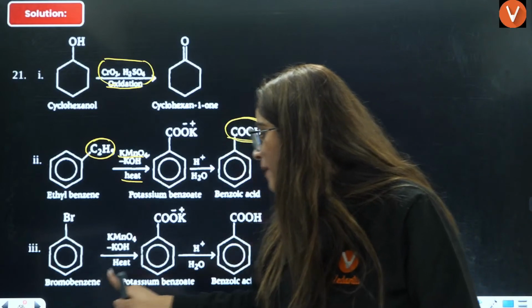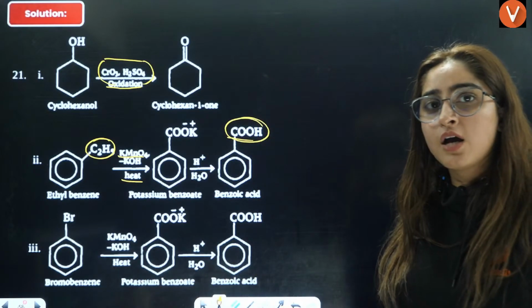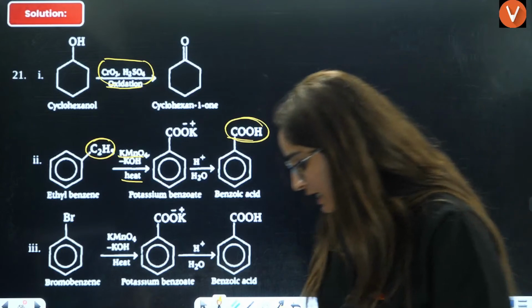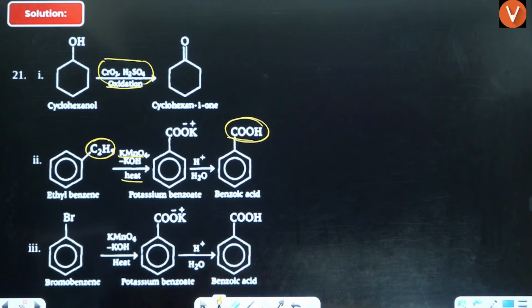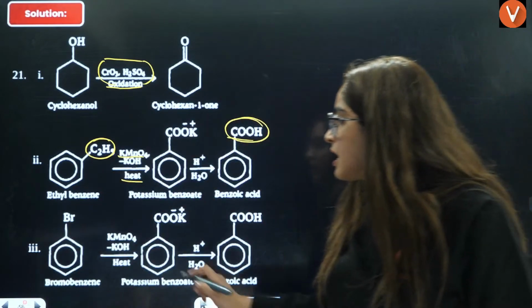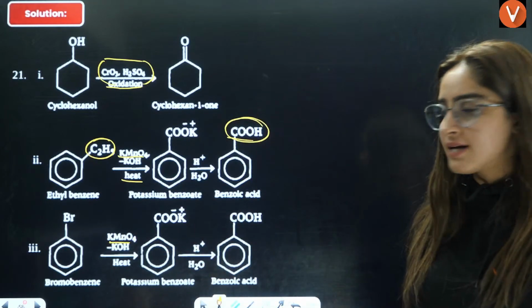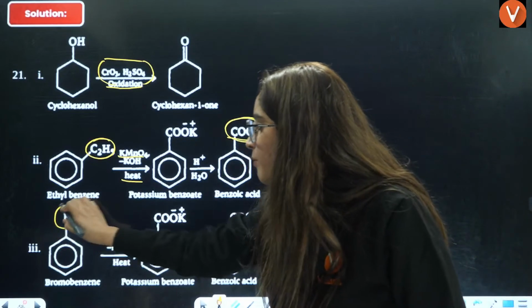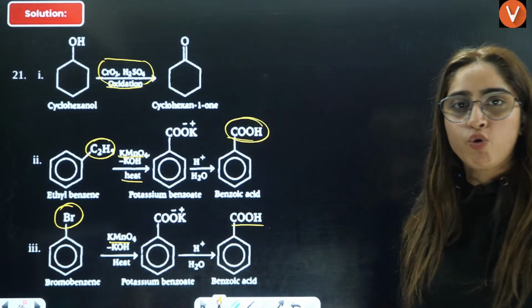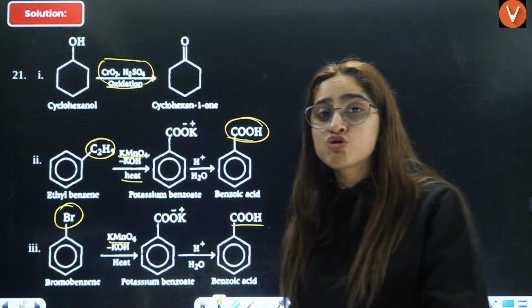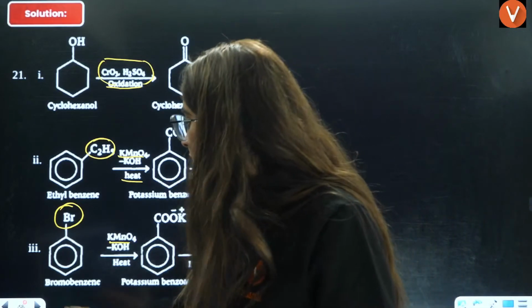Then you have bromobenzene to benzoic acid. Now, bromobenzene, firstly, you have to convert it into benzoic acid. So what we are going to do here, just directly add KMnO4 and heat it over here. Directly, this bromo will be converted to C double bond OH, right? It is that strong oxidizing agent, right?